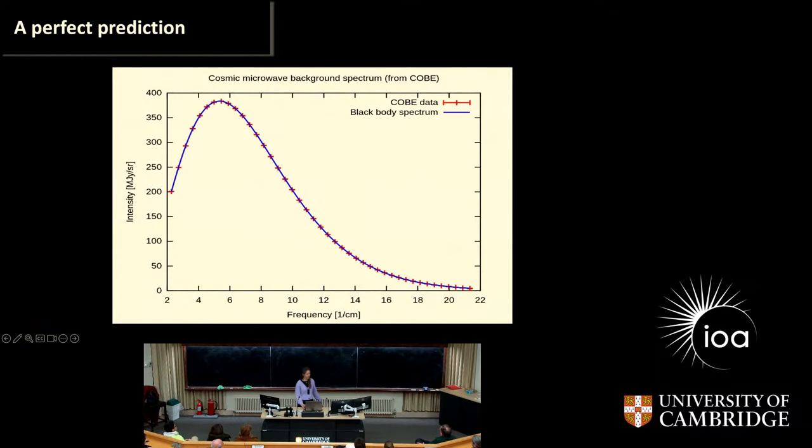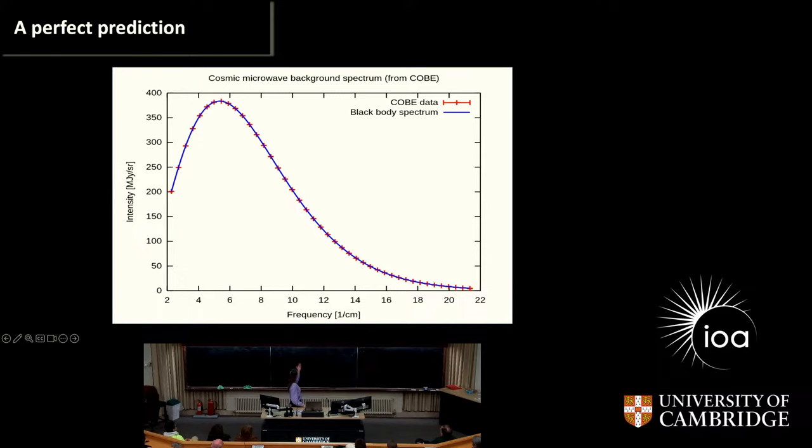So this graph, you can read it as the intensity of the light as a function of the wavelengths. Frequency is the inverse of wavelengths. So this is how intense the CMB light is at different wavelengths. And the blue line was our theoretical prediction for a black body spectrum.